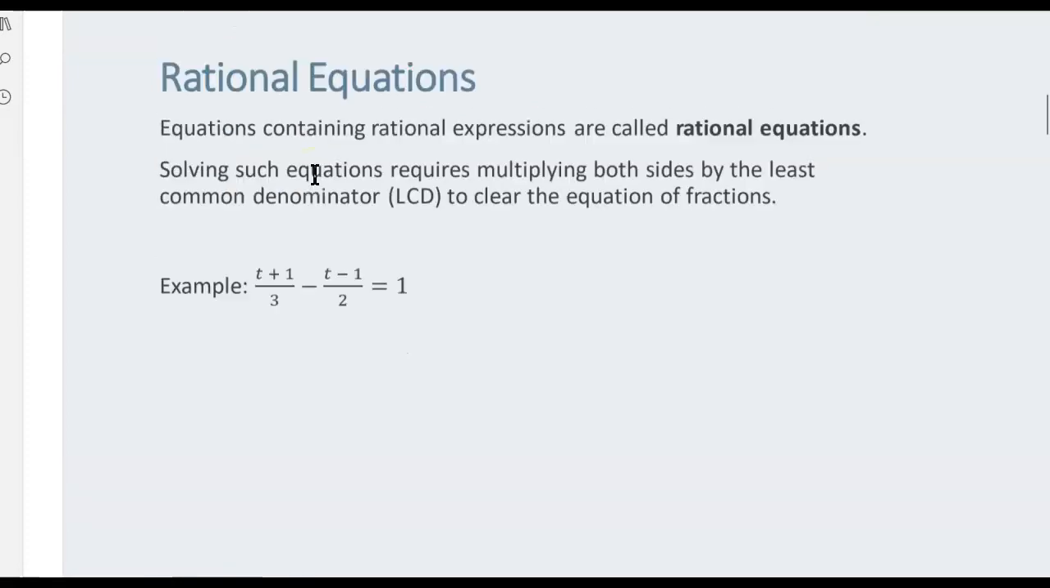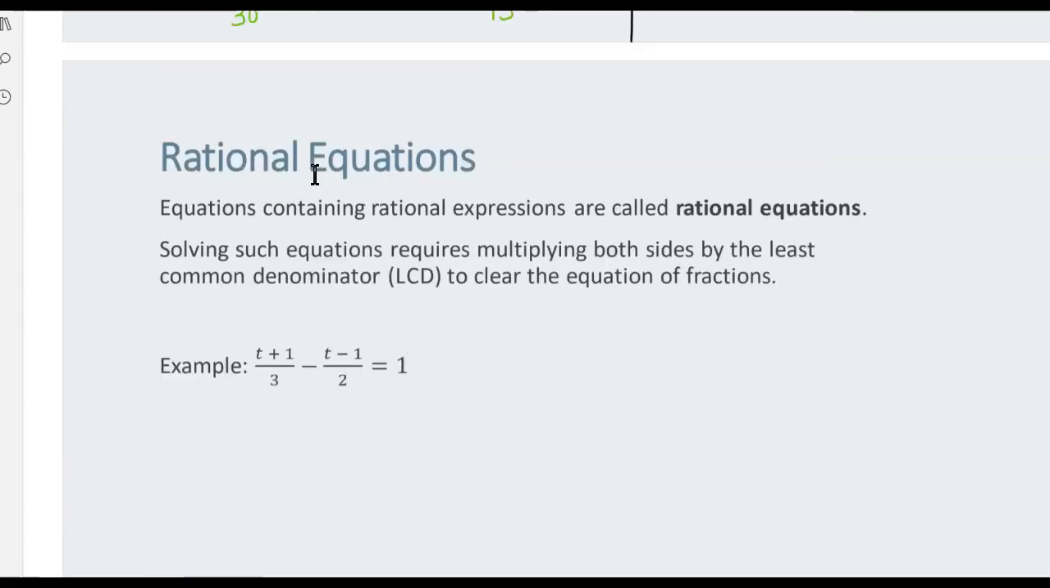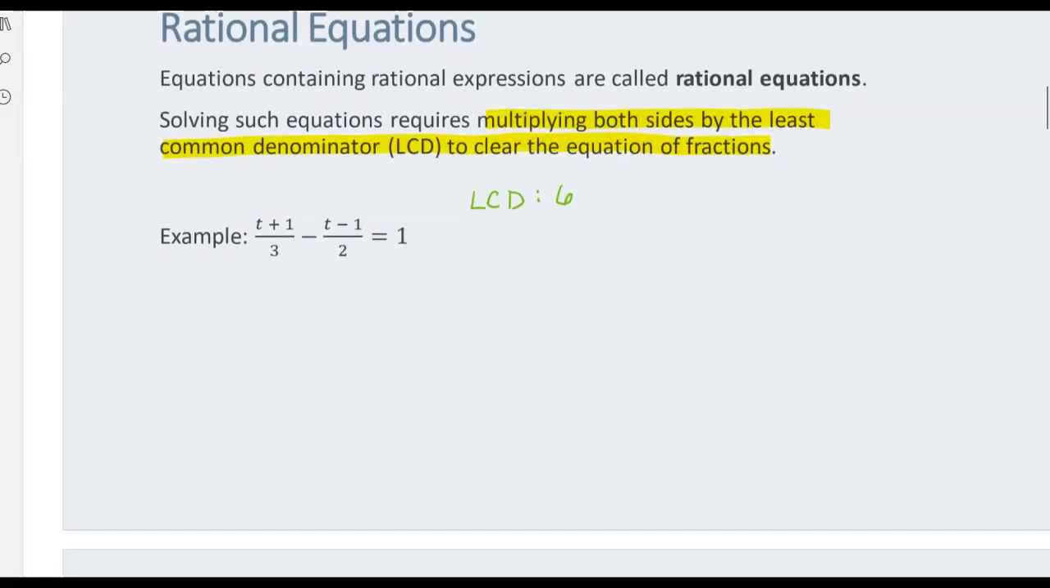When they're telling us to solve an equation like this, we want to multiply both sides by the least common denominator, and that'll have the effect of clearing the fractions. In this particular example, the least common denominator, which comes from the 3 and the 2, is going to be 6. So the strategy that I'll use is to multiply both sides of this equation by that least common denominator, which is 6.